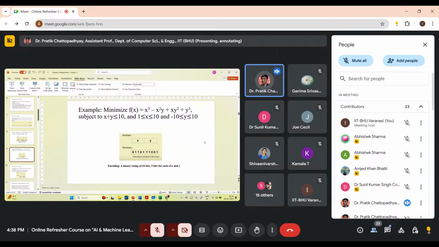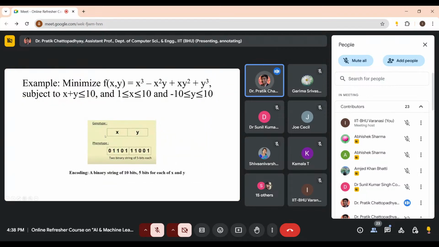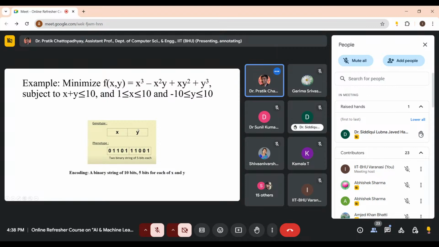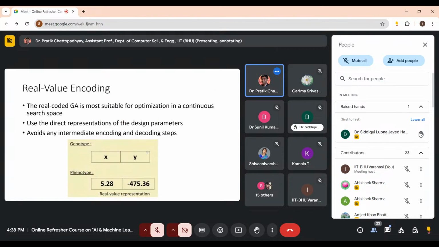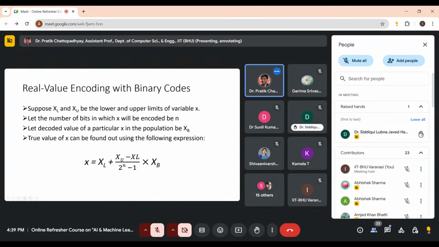So if we have multiple variables involving X and Y, so basically this will be X, Y, not only X. Then in the chromosome we have two parts. One part will be for X, another part will be for Y. And for each part we generate 5-bit strings. As per your choice, you can generate 10-bit or 20-bit strings also. Real value I am skipping today. I'm not discussing real value encoding. It's the same, basically, instead of binary numbers, we are generating real numbers here.